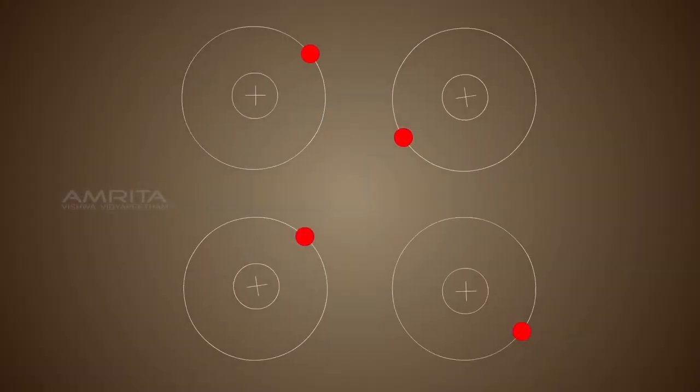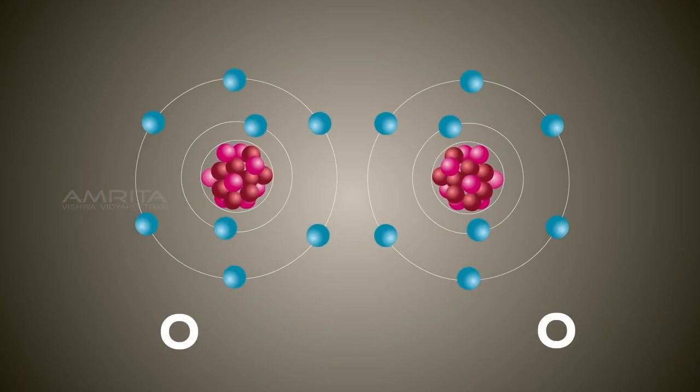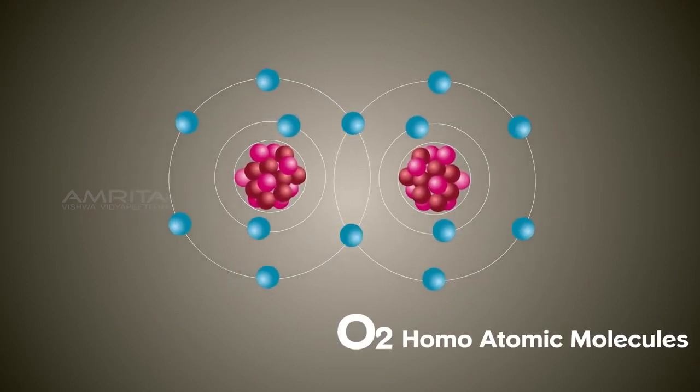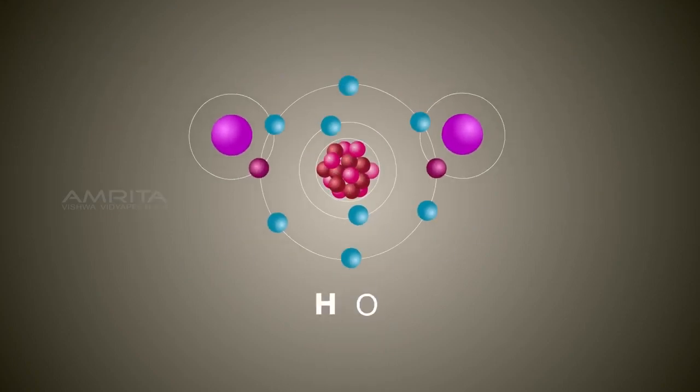There are two main types of bonds, covalent and ionic. If a molecule is made up of atoms of the same element, it is called a homoatomic molecule. If the molecule is made up of atoms of different elements, it is called a heteroatomic molecule.